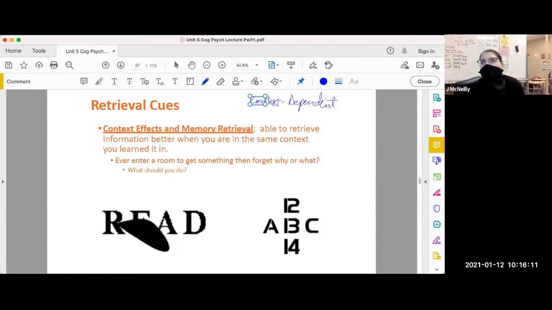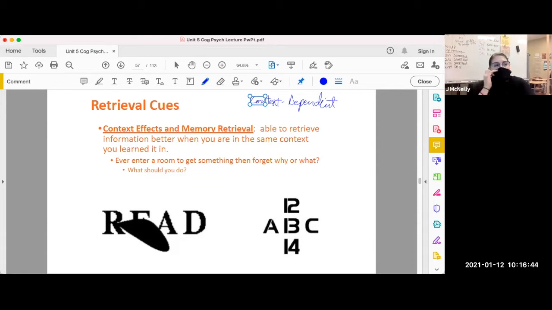So the definition for context-dependent memory is information that is better retrieved in the context, meaning environment, in which it was encoded and stored, which is just a fancy way of saying learned.